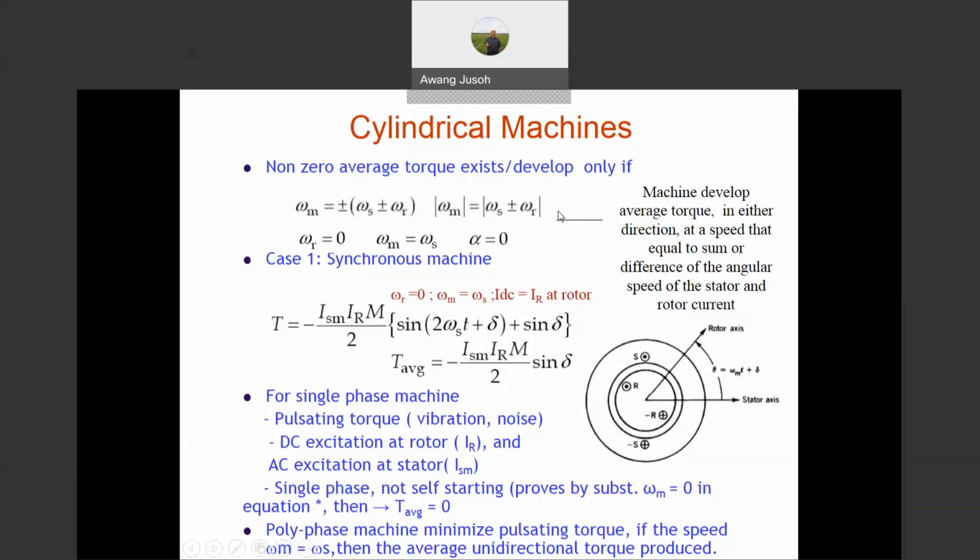Okay, so torque will be produced in the machine with the conditions omega s plus omega r and omega s minus omega r. Other than that, when the motor speed is at any other frequency, there will be no torque produced in that particular machine. Only two conditions, plus and minus, and the sign represents the direction of the motor. If the motor rotates clockwise, you get plus, or if the motor rotates anti-clockwise, minus. Simple like that.